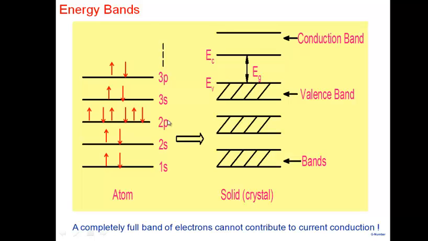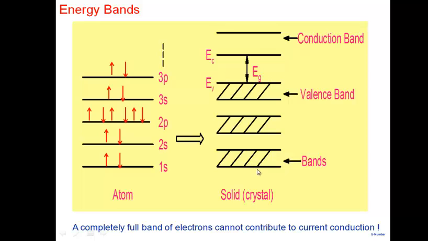And when you make a crystal, like a silicon crystal on which PN junction diodes and other semiconductor devices are made, each one of these discrete energy levels broadens into a band. Corresponding to 1s, you will have a band here. Corresponding to 2s, you'll have a band. And as these energy levels expand into bands, the energy levels mix also. So the band structure is pretty complicated.